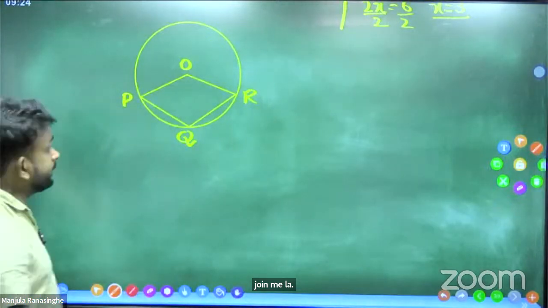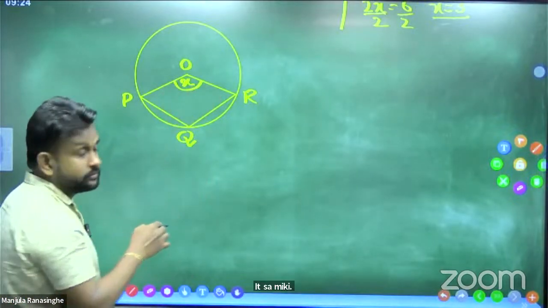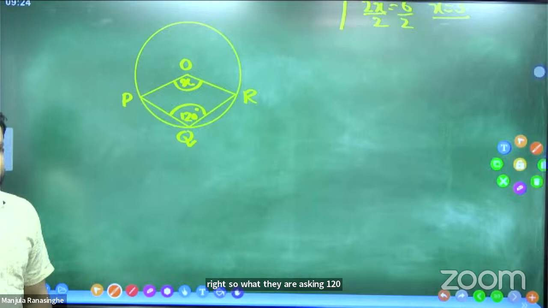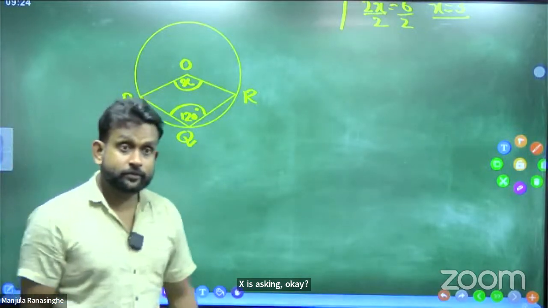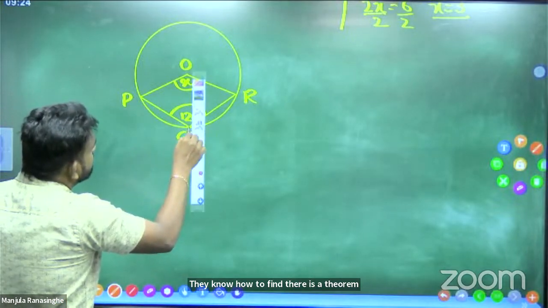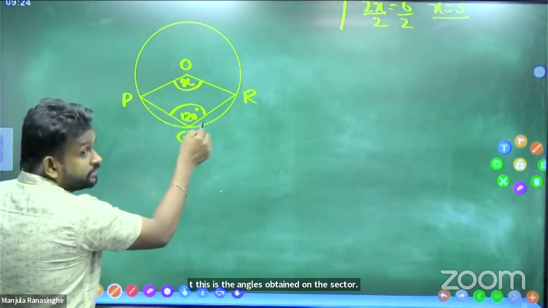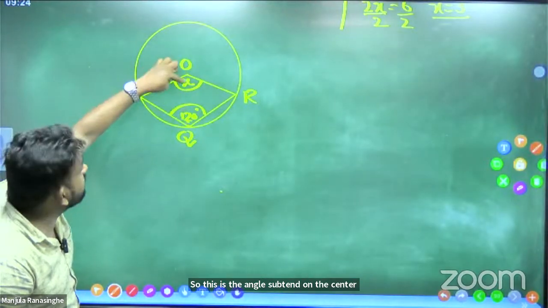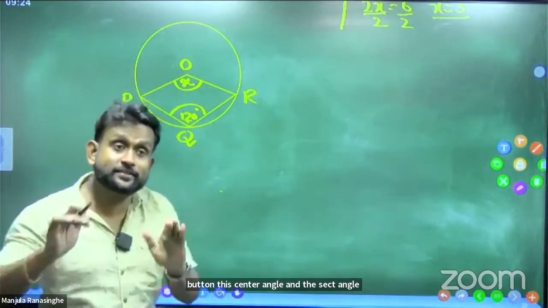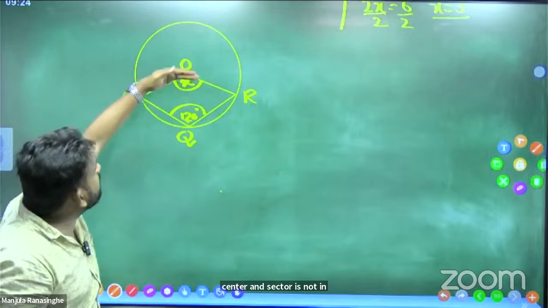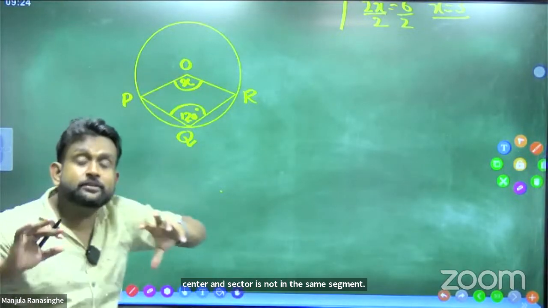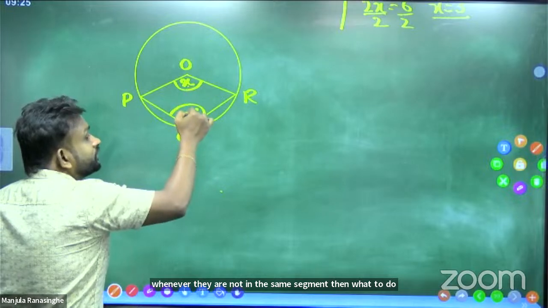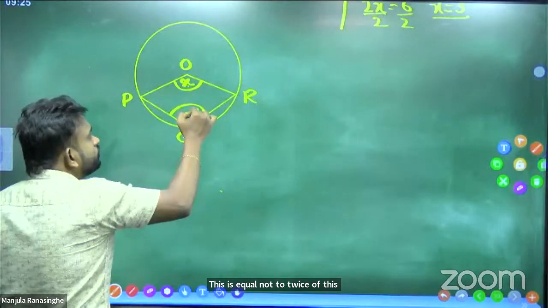Here x and here 120. So what they are asking is x. Now how to find it? There is a theorem here. This is the angle obtained on the sector, 120. This is the angle obtained on the center. But the center angle and the sector angle are not in the same segment. This is the above segment, this is the below segment. Whenever they are not in the same segment, x is not equal to twice of this.